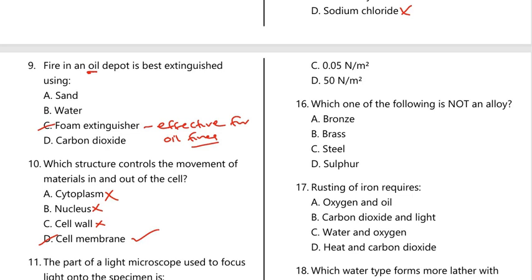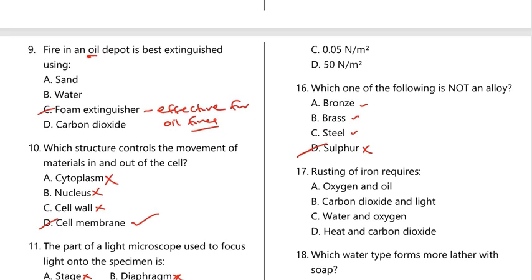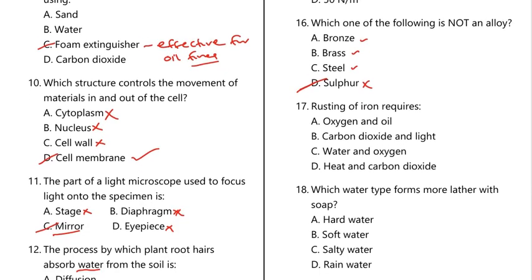16. Which one of the following is not an alloy? Bronze, this one is an alloy. Brass is an alloy. Steel is an alloy. Sulfur is not an alloy. So this is the right choice. Sulfur is just an element and not a mixture of two elements.